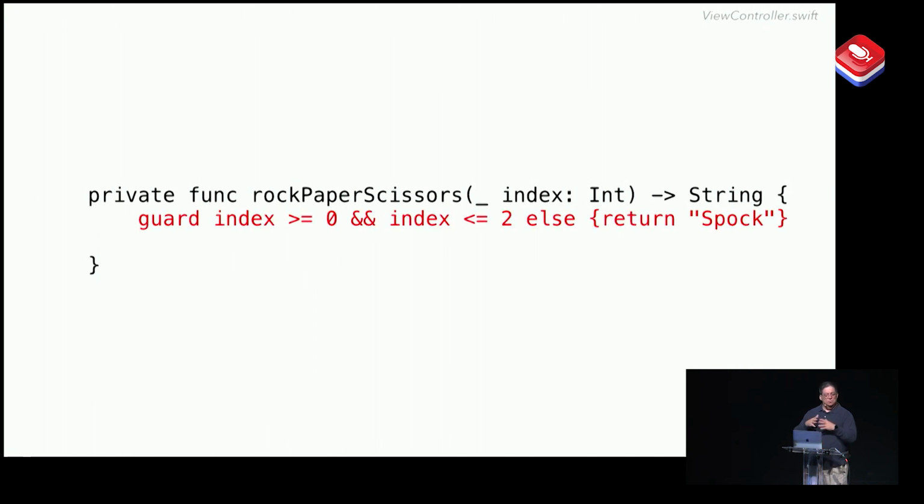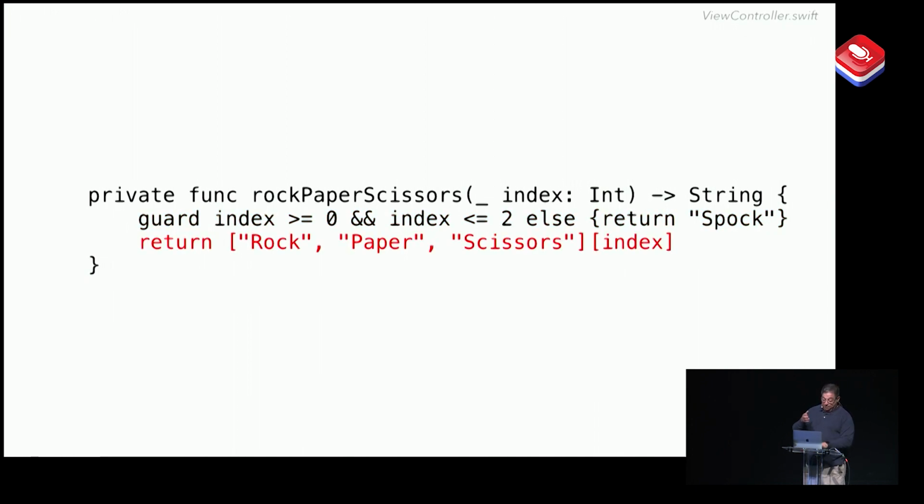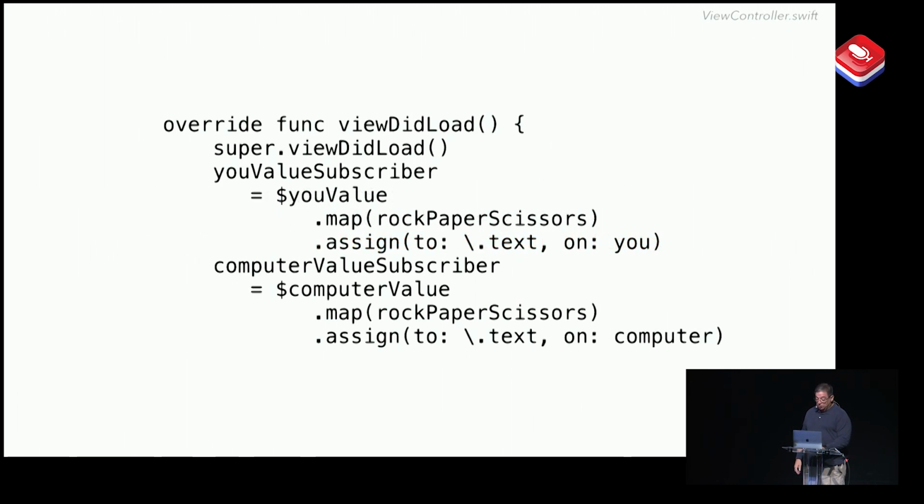What if your roll was outside of that range? So we guard against that and we return something else. If you rolled 0, 1, or 2, then we'll return rock, paper, scissors. And so now in my view.didLoad, we're going to wire these up. I have my U value. I map it using that function that I just had, and then I am able to display the rock, the paper, the scissors. So that's how we display.